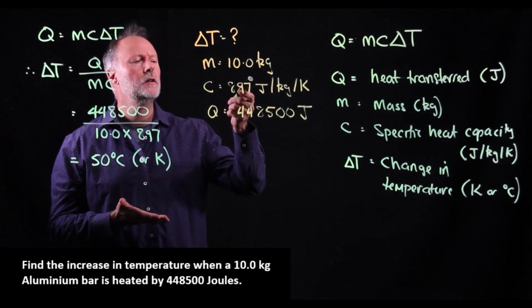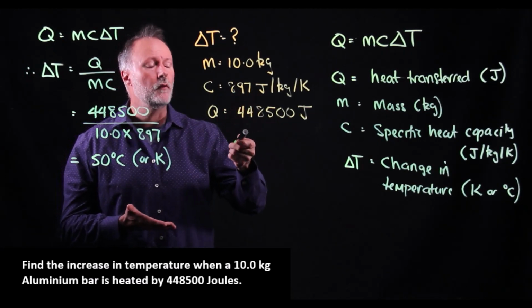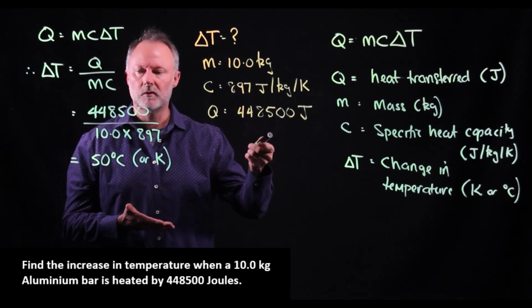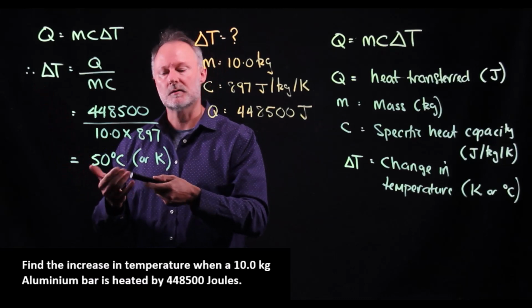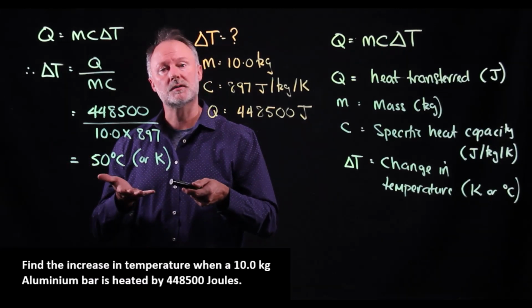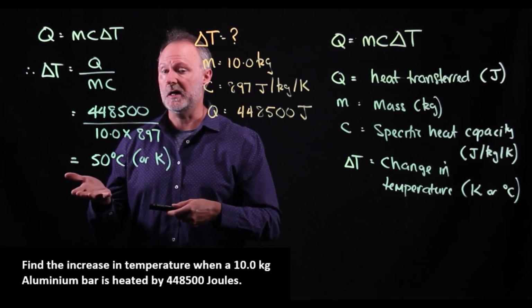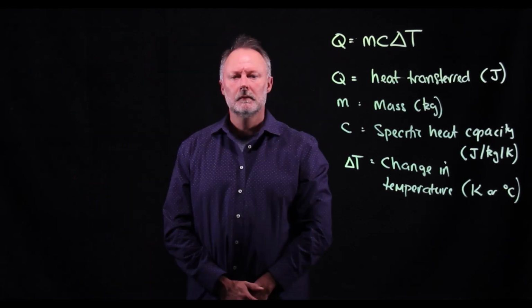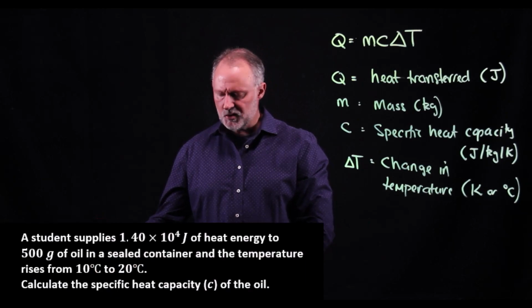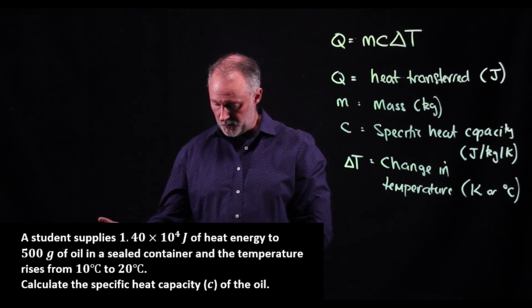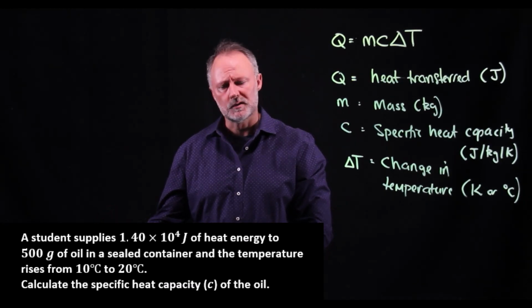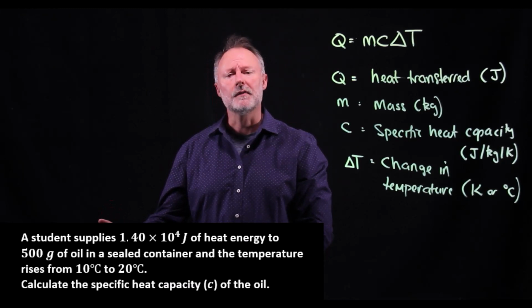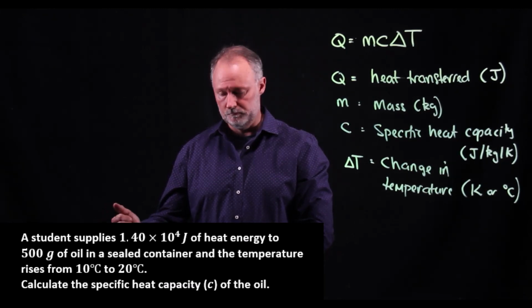So we find when a 10 kilogram mass of aluminium is heated by 448,500 joules, that its change in temperature, or its rise in temperature, is 50 degrees Celsius, which can also be expressed in K, as it's only a change in temperature. Example number 4. A student supplies 1.4 by 10 to the 4 joules of energy to 50 grams of oil in a sealed container, and the temperature rises from 10 degrees to 20 degrees Celsius. We're asked to calculate the specific heat capacity of the oil.